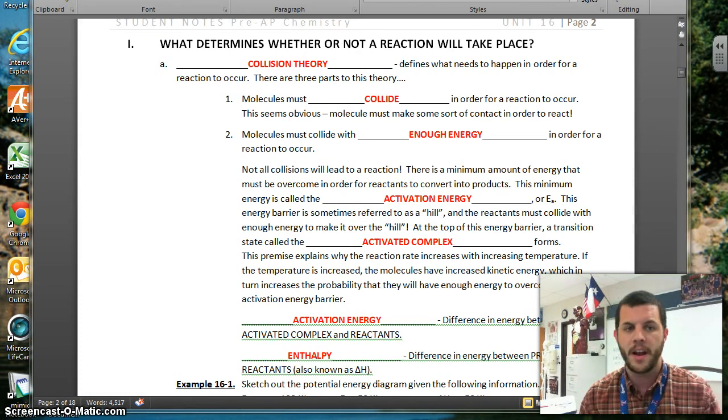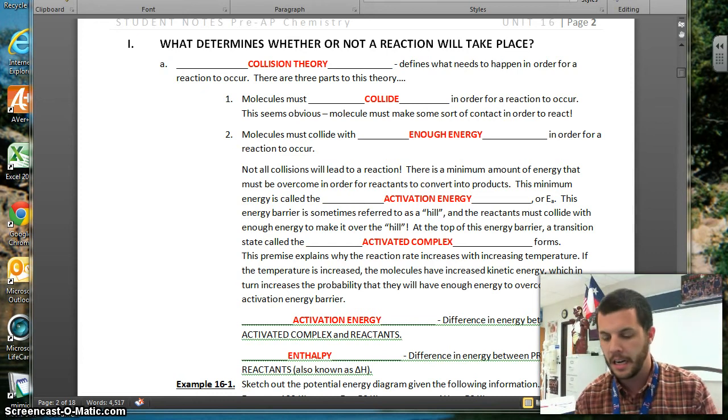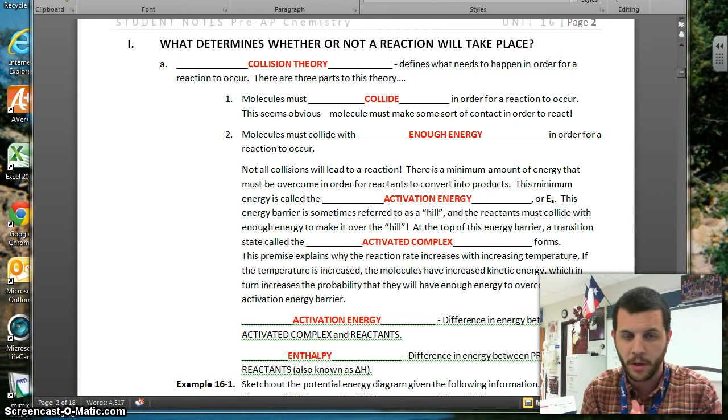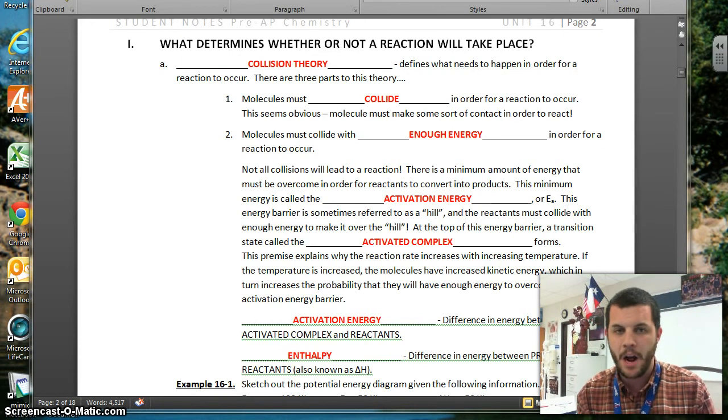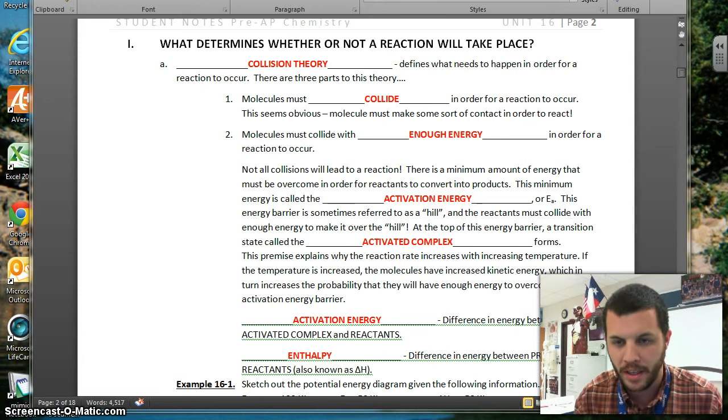We need to now take a look at the new unit which deals with kinetics and equilibrium. So far we know that reactants will react to make products. Okay, we know that there is a certain amount of energy that's associated with them. That's what we learned in our thermodynamics unit. And now we need to know, when is a reaction actually going to take place?